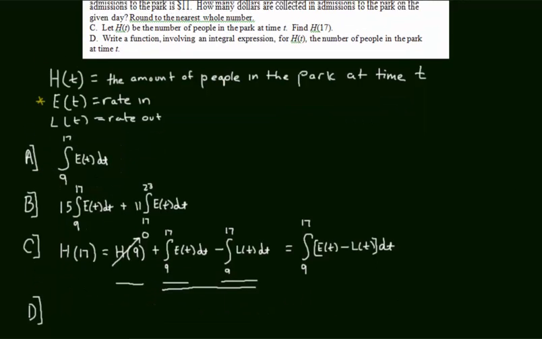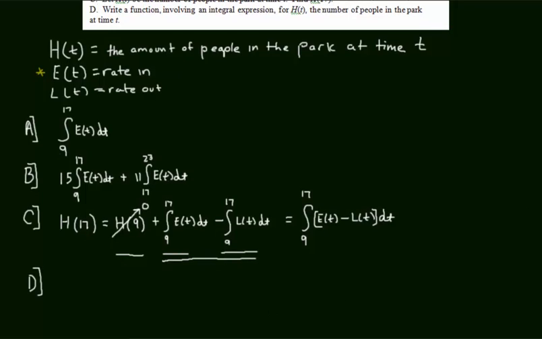Lastly, let's take a look at part D. It says write a function involving an integral expression for h of t, the number of people in the park at time t. So not h of 17, but h of t. So we'll say h of t equals, again, we'll consider how many people were there when it started, plus the integral from 9, and instead of saying 17, we're going to use the variable t.